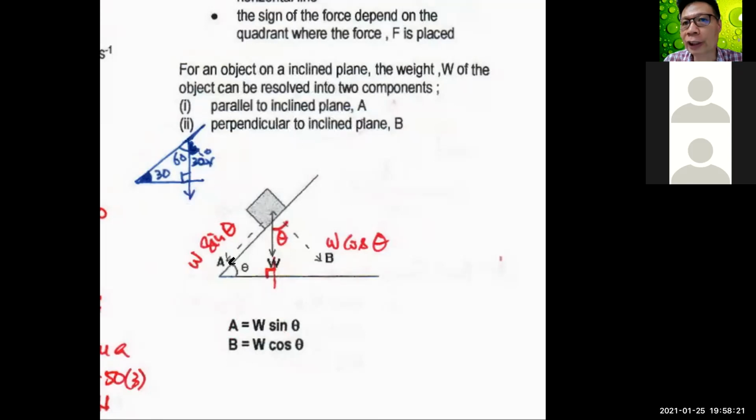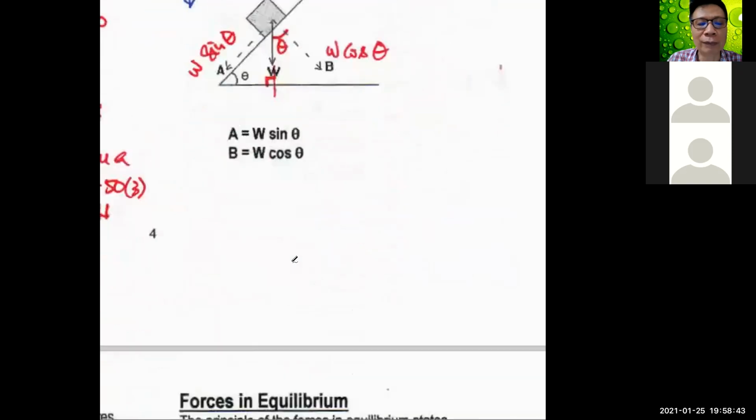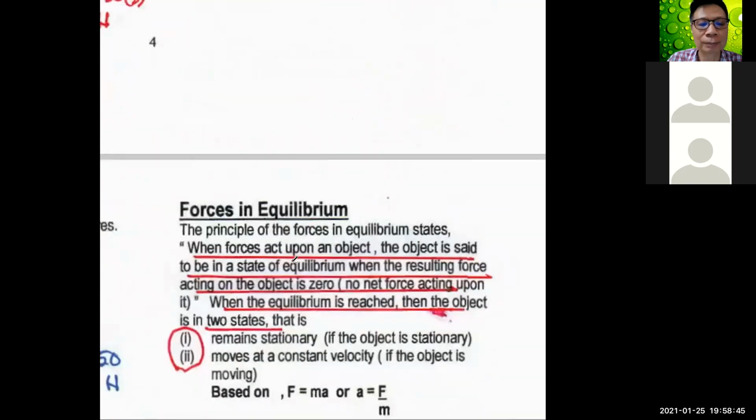Why you need to resolve or break it up is because you want it to be able to be calculated. No need to draw triangle method. No need to draw parallelogram. You can use just calculation to solve. Understand? Okay, resolution.